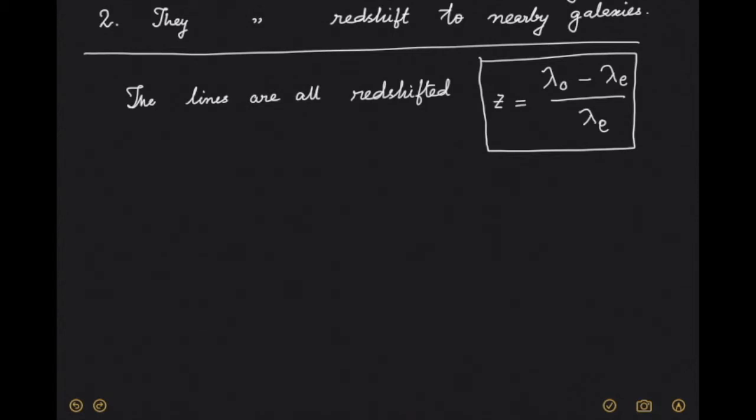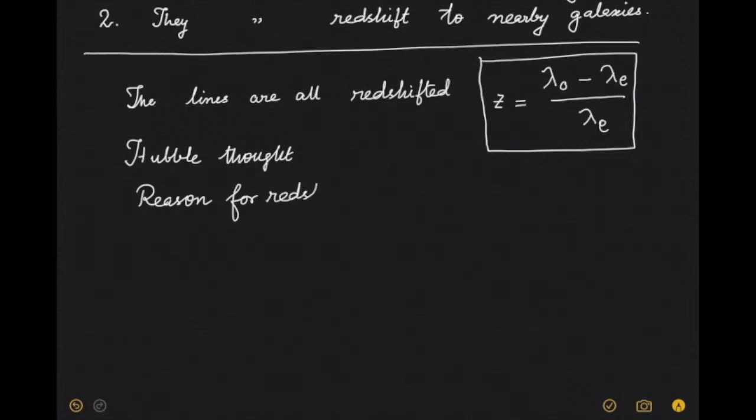When he saw that these galaxies are redshifted, the spectra from the galaxies are redshifted, he tried to figure out why this can be. And one reason for redshift, Hubble thought, is that the galaxies are moving away from us.